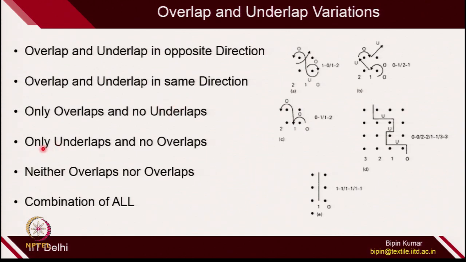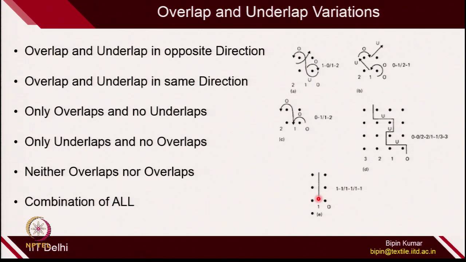The other case is where you have only underlaps and no overlaps. Here you can see there is only underlap on the back side, there is no overlap on the front side. There could be other possibilities where neither overlaps nor underlaps happen. This is where there is no overlap, no underlap, so the yarn is just in a straight fashion.